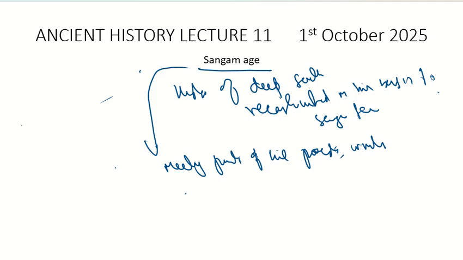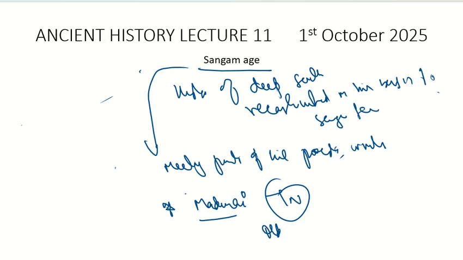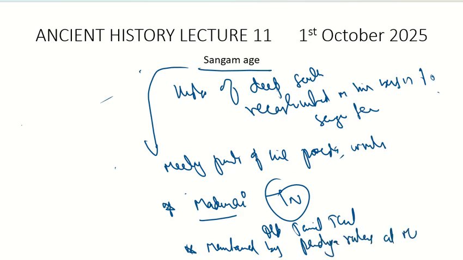Where was it majorly done? They met majorly in Madurai, currently in Tamil Nadu, and it is all in old Tamil text. And this whole confluence, this whole meeting point, was maintained by whom? It was maintained by the Pandya rulers at Madurai.